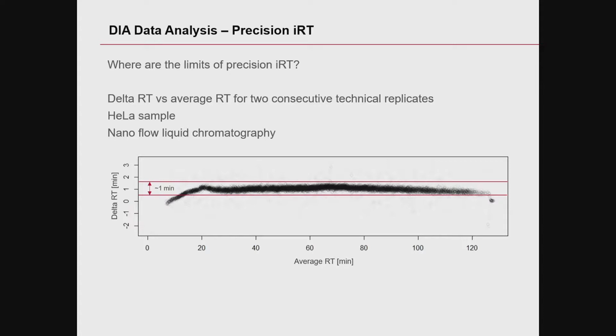And what you can see is that the spread here is roughly 1 minute. Here, I think this was a 2-hour gradient, as you can see here. And that's, I would say, the lower limit of what you can expect from a nano LC in terms of accuracy you can get. You will probably not be able on a nano LC to get any more precise than 1 minute, rather a little bit above that.